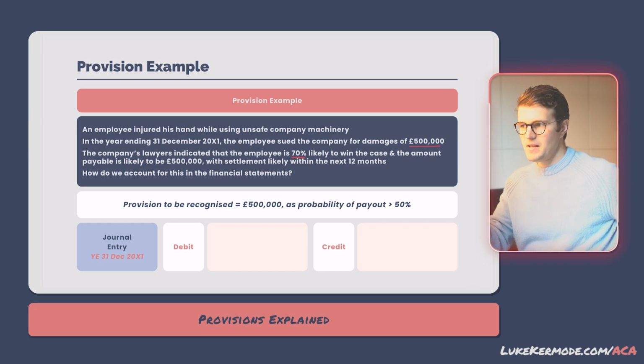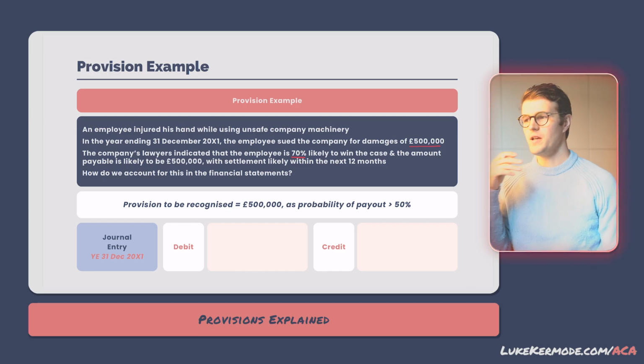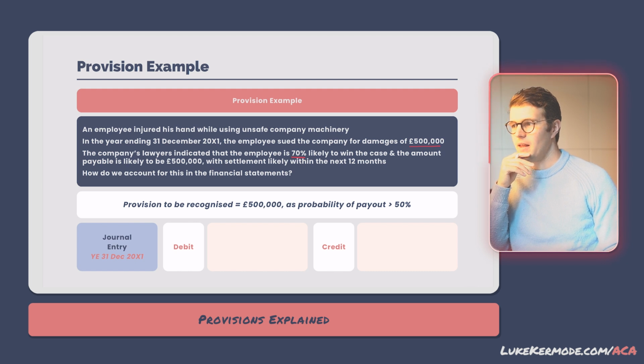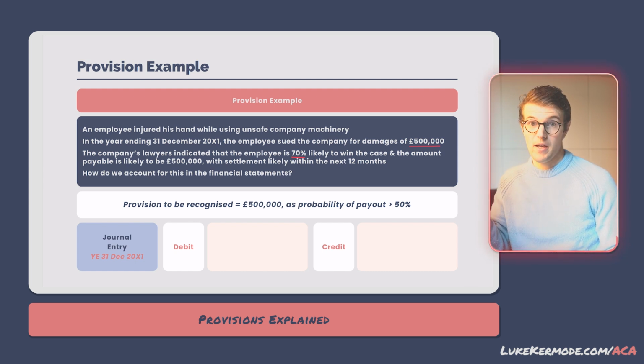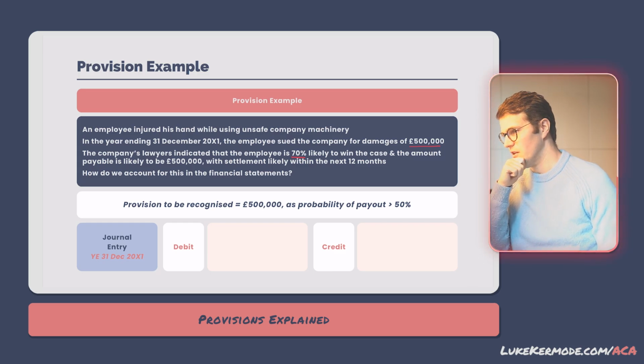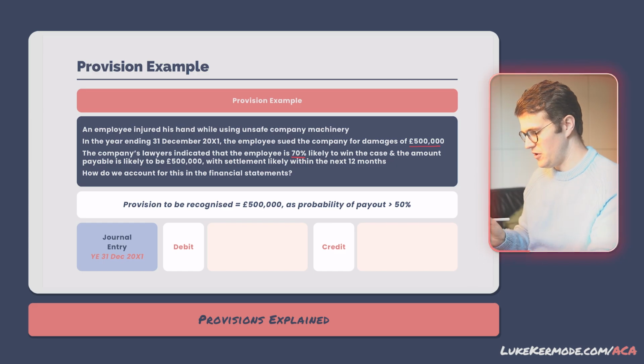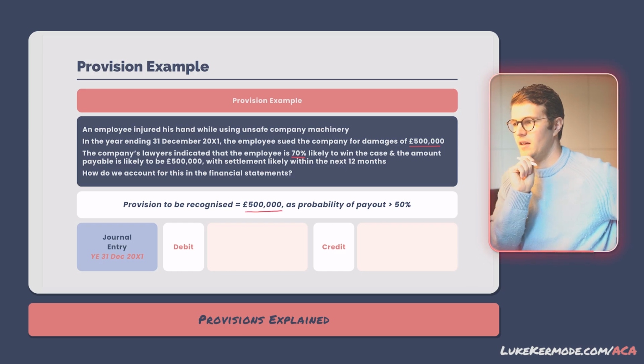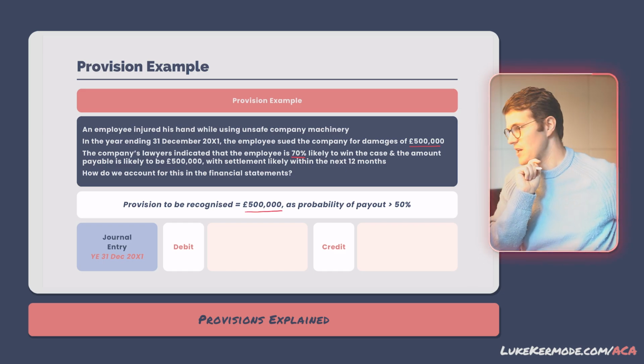So because the probability of a cash outflow is greater than 50%, and because the company's lawyers have been able to reliably estimate the amount that would be owed, this situation meets the IAS 37 criteria we looked at earlier for recognising a provision. We therefore record a provision of £500,000 at the year end date of 31st of December 20x1.